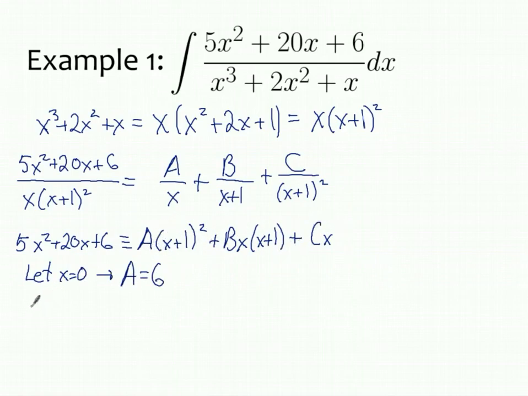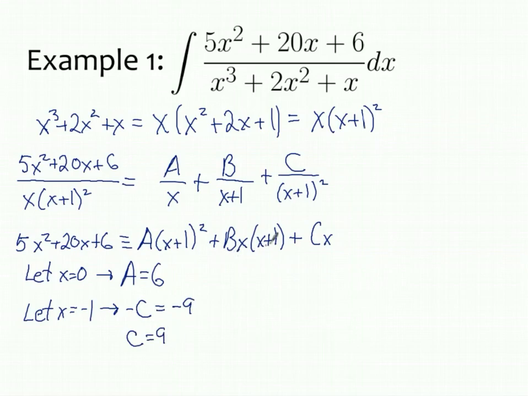Likewise, I look at the factors here, x plus 1. If I let x equal negative 1, then A and B drop out, and that gives me negative C. On this side, negative 1 squared is 1, so that's 5. 5 minus 20 is negative 15. Negative 15 plus 6 is negative 9. So negative C is negative 9. That means C equals 9.